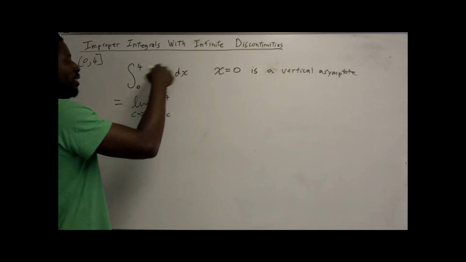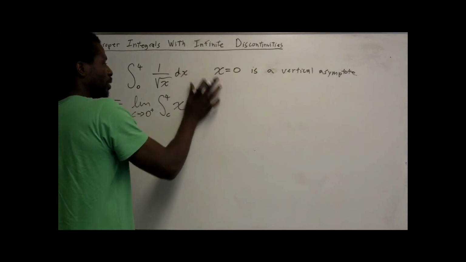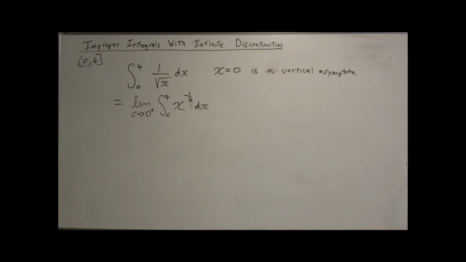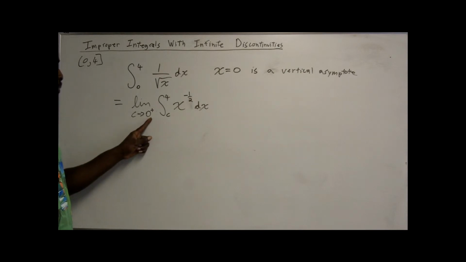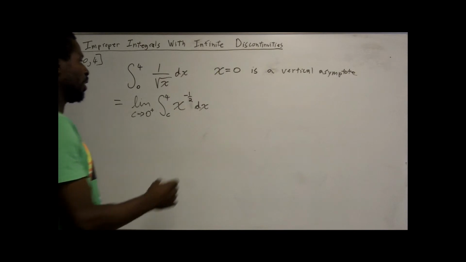of x to the negative 1/2 dx. I'm going to rearrange the integral and write it this way because I'm going to use the power rule to do the integration. So this is what that definition I just gave said: if the function has an infinite discontinuity at one of the endpoints of your interval, then you have to take the limit as c approaches that endpoint, and that's the way we're going to calculate the integral. So let's go ahead and integrate.